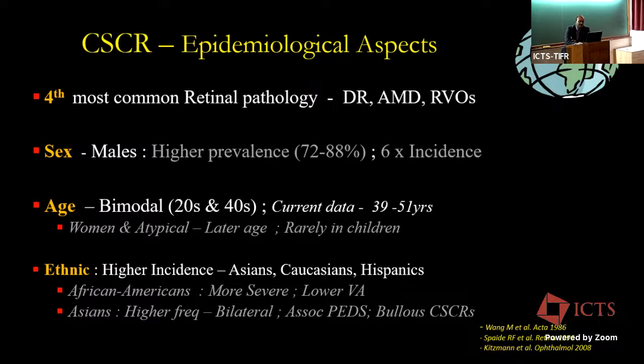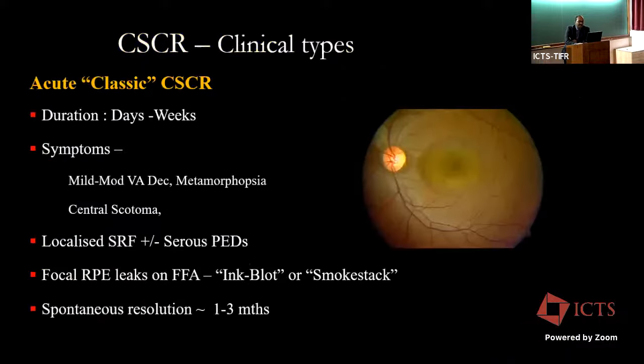Males have a higher prevalence, 6 times more incidence, bimodal in the 20s and the 40s. So a disease more of the younger, while AMD was the maculopathy of the aged, this is a disease more of the young and associated more with stress, that's important in today's day. It also has ethnic implications, with high incidence in Asians, our part of the world, Caucasians and Hispanics.